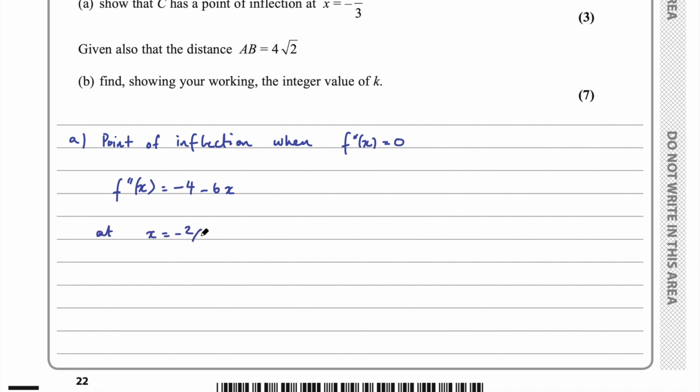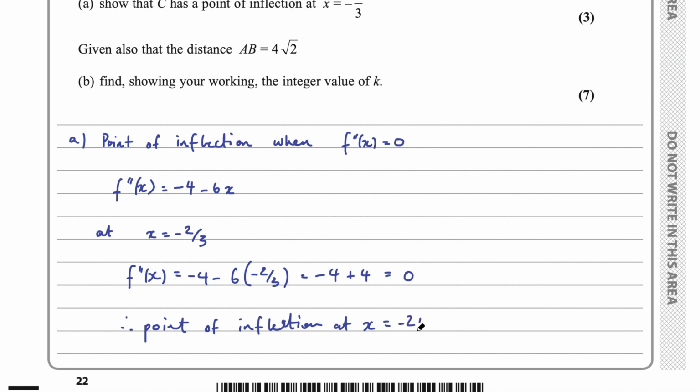x equals negative 2/3. The second derivative will be negative 4 take 6 times negative 2/3. What does this equal? Well, 6 divided by 3 is 2. 2 times negative 2 is negative 4. But we're subtracting this, so two negatives make a positive. So this will be negative 4 plus 4, and that equals 0. So we can say, therefore, there must be a point of inflection at x equals negative 2/3.